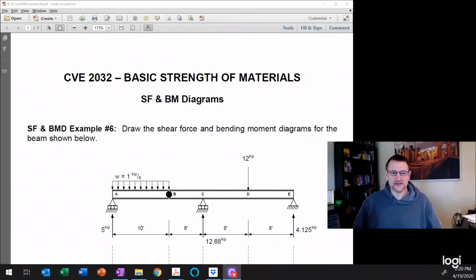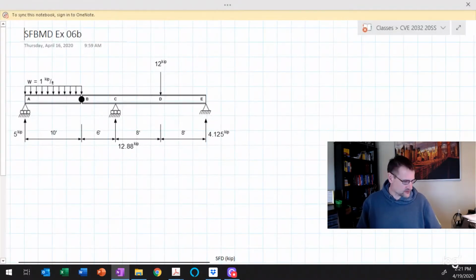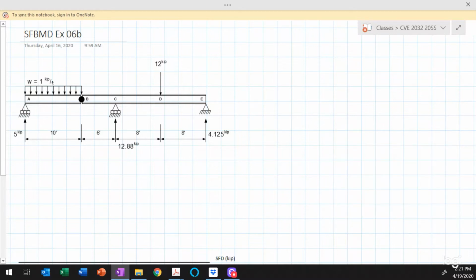Okay, this is the second part of shear force and bending moment example problem number 6. In the first part of the problem, we solved for the reaction forces of 5 kips at A, 12.88 kips at C, and 4.125 kips at E. In this second part, we're going to complete the shear force and bending moment diagrams for the beam. So let's shift over to OneNote where I'll do my work, and we'll get started.